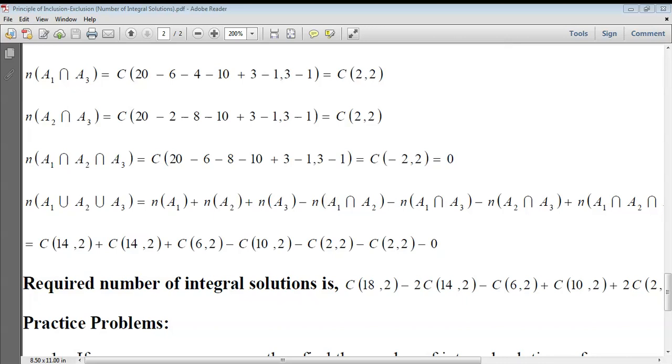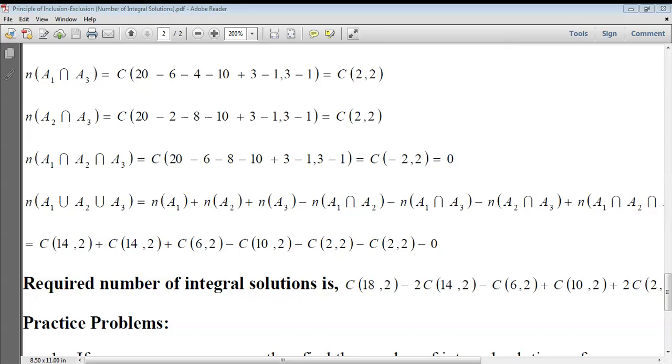And similarly in a1 intersection a3, the number of possible solutions are (20 - 6 - 4 - 10 + 3 - 1) C (3 - 1), where 20 is the right hand side and 6 is the common value for x1 in a1 and a3, 4 is the common value for x2 in a1 and a3, and 10 is the common value for x3 in a1 and a3, and 3 is the number of variables, and it is also 2C2.